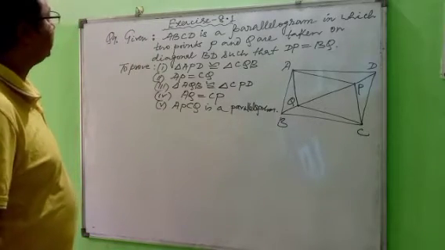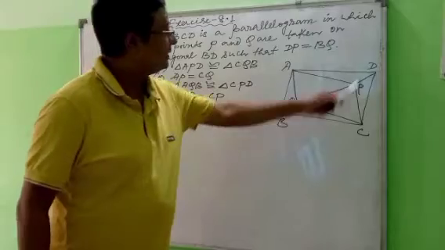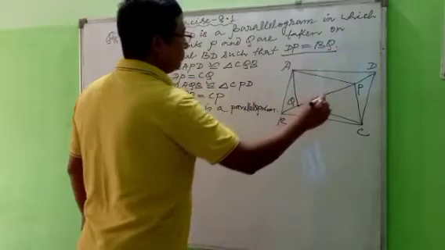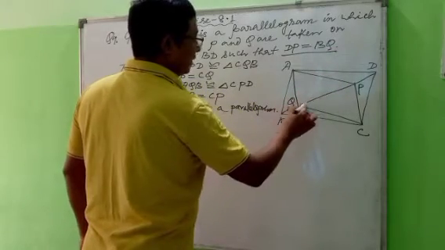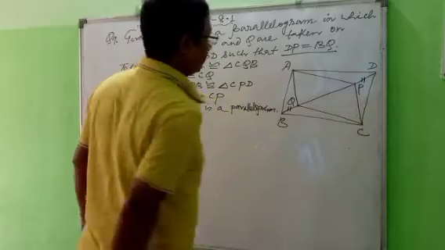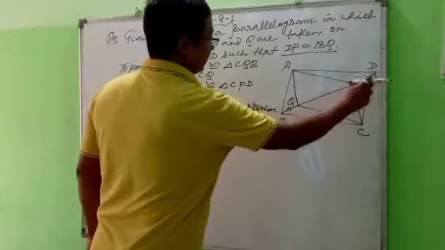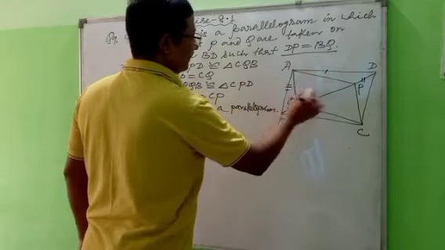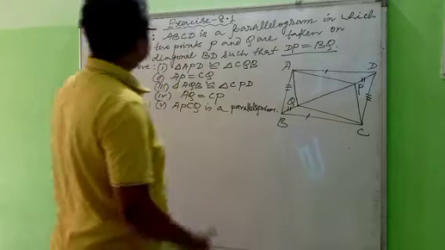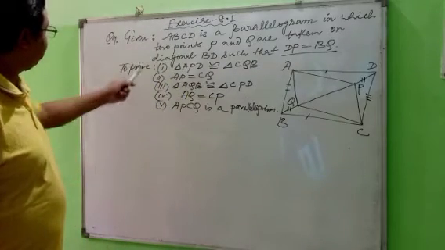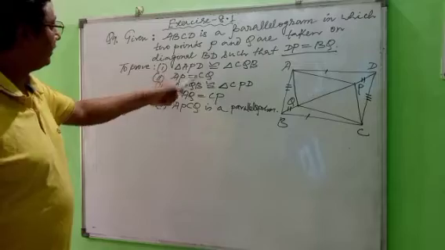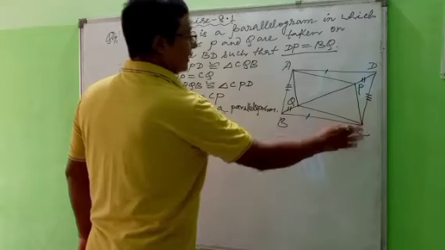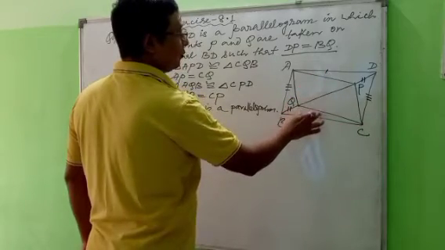Now, it is given that the figure ABCD is a parallelogram where DP equals BQ. So it is BQ equals DP, and in parallelogram ABCD the opposite sides are equal. So it is given. Now, the first one, you have to prove that triangle ABD is congruent to triangle CQB. So these two triangles you will prove congruent.